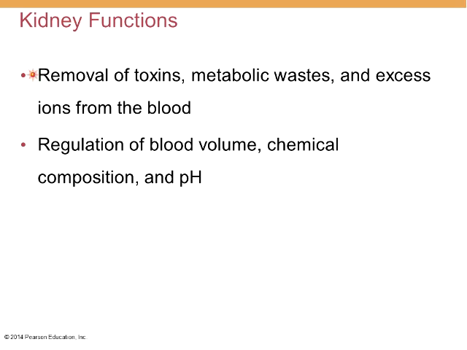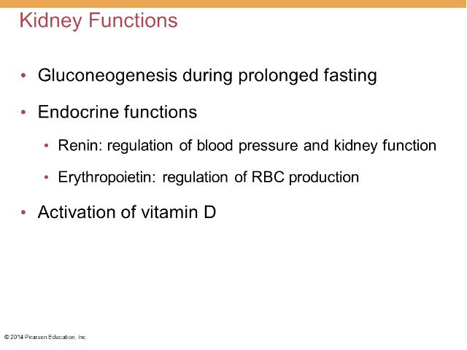Now, the function of the kidney, obviously, is to remove toxins and metabolic waste and excess ions from our blood, but it also helps regulate blood volume, our chemical composition, and it controls the level of free hydrogen in our body. We call that pH, which measures really our levels of free hydrogen, and that's what it manages.